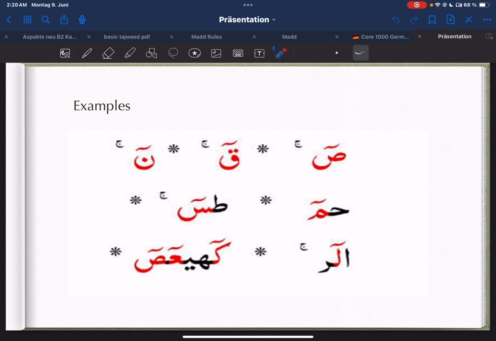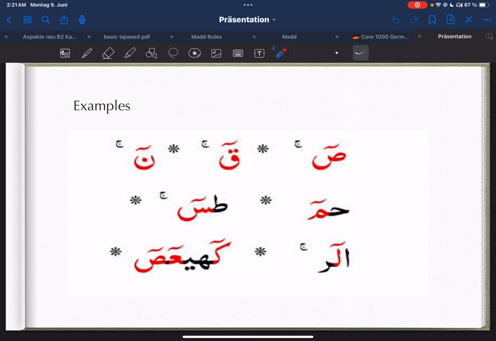ألف لام را. The last example: كاف ها يا عين صاد. Okay, I hope the examples are clear and obvious.